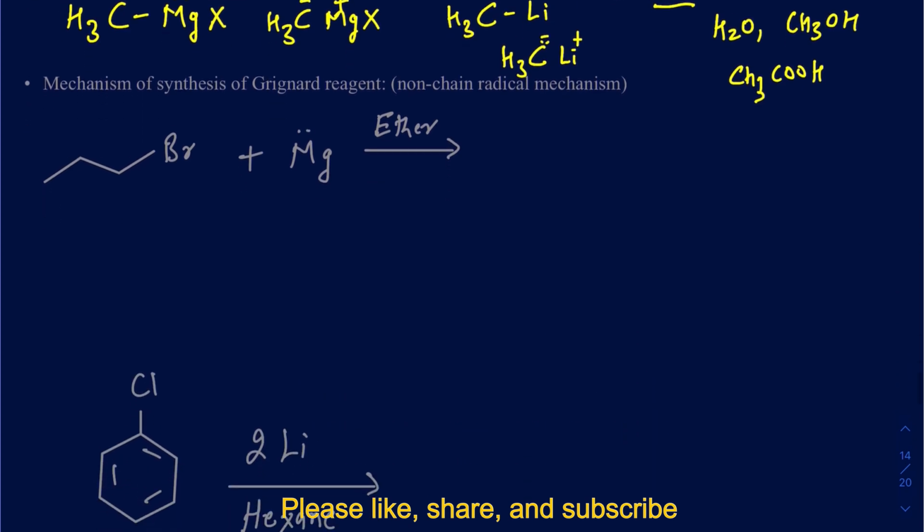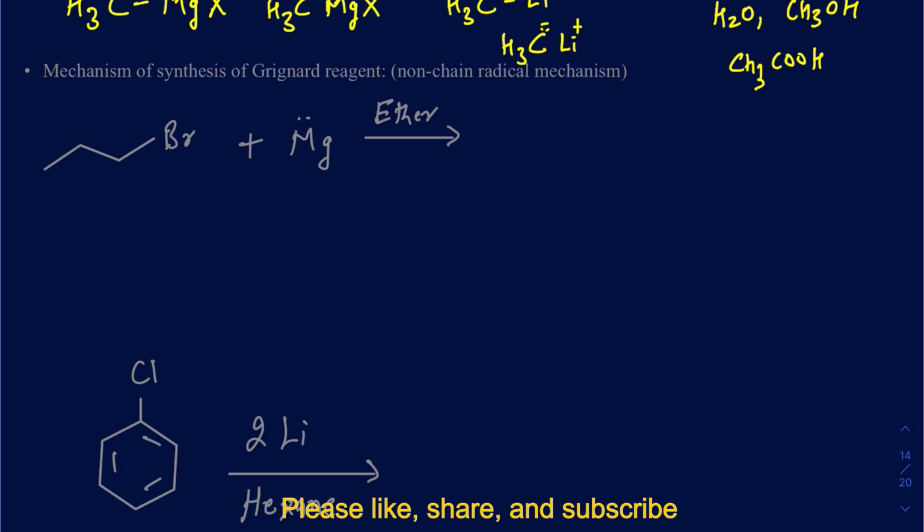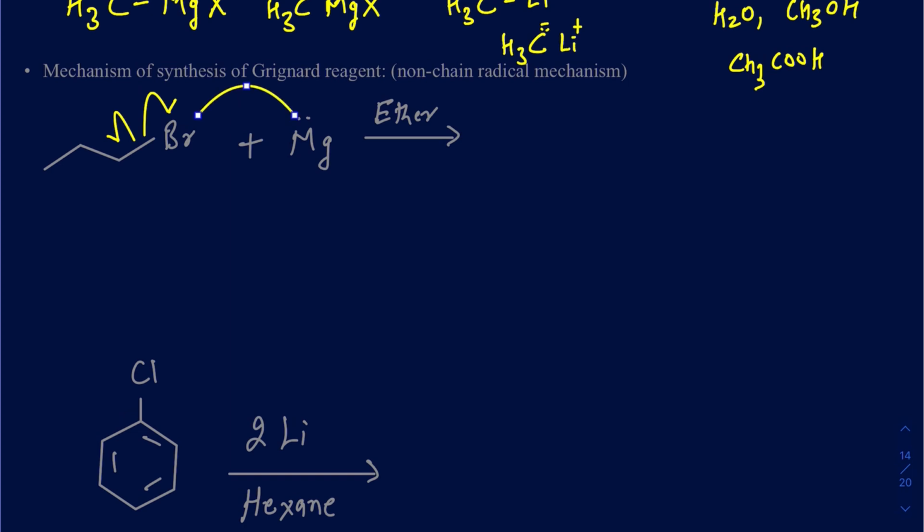Now let's talk about how you actually make those. I'm going to briefly talk about the mechanism, how you're going to be making these Grignards and organolithiums. They are very simple. They go with this non-chain radical mechanism, where I know magnesium has two valence electrons. So I'm going to go ahead and break this carbon-bromine bond homolytically. When I break this homolytically, it means one electron goes on the carbon, one electron goes on the bromine. So I'm going to take one of the electrons from the magnesium, and it's going to get combined with the bromine. So as a result, you make this.